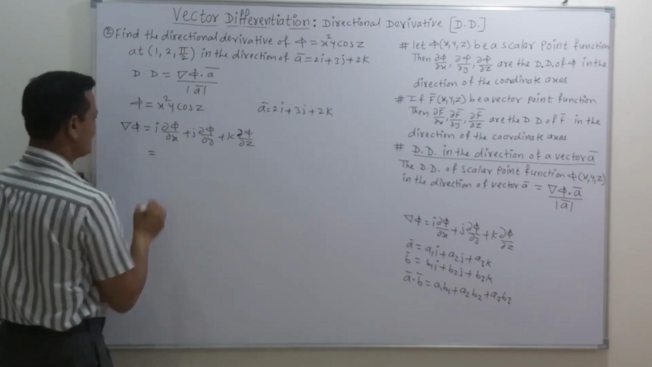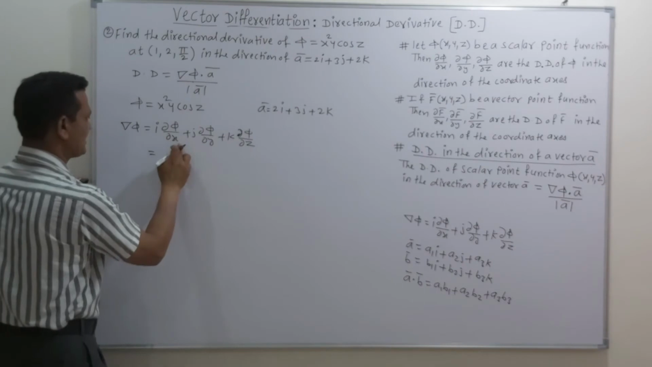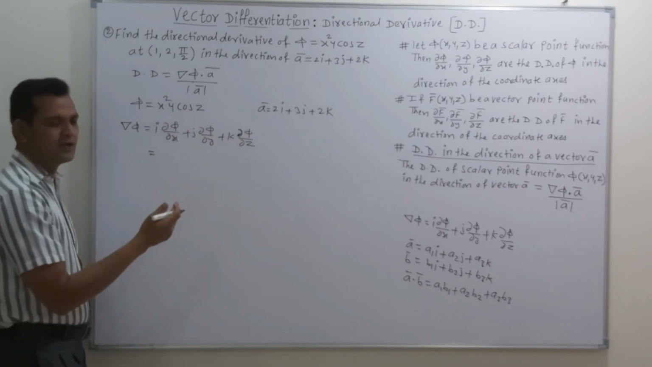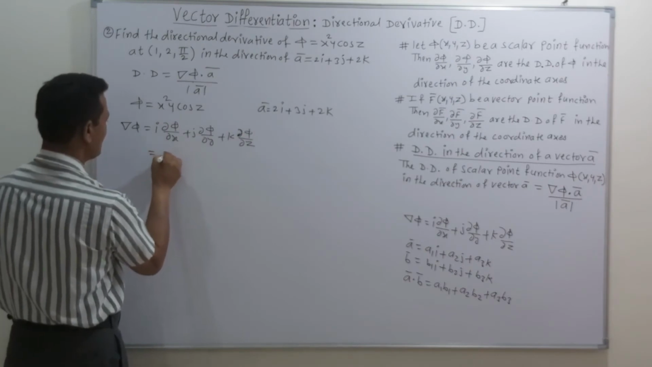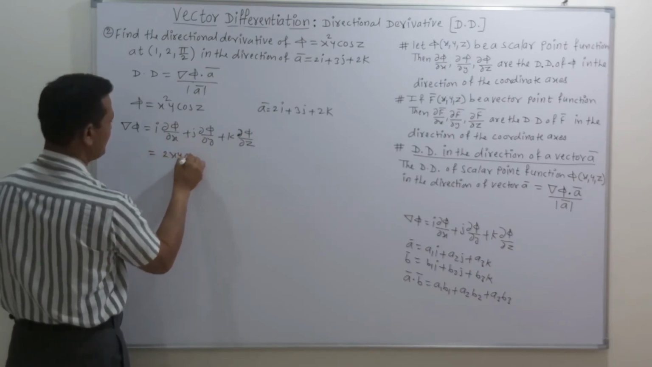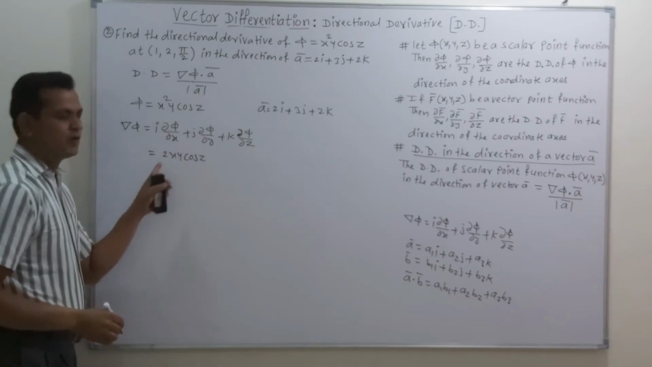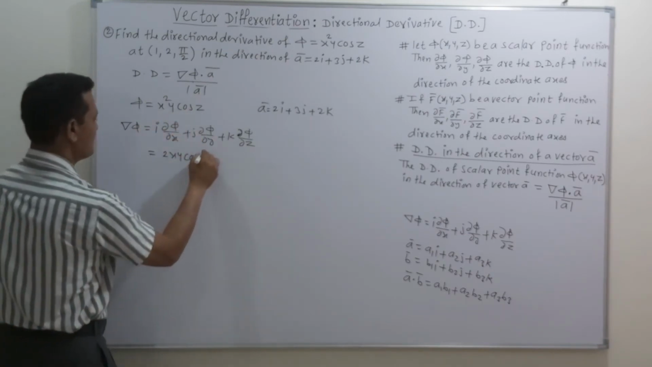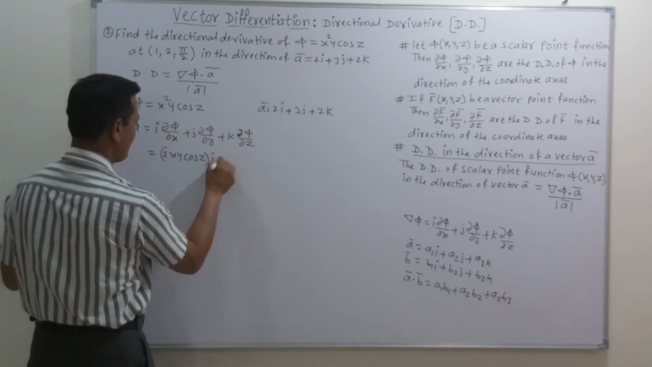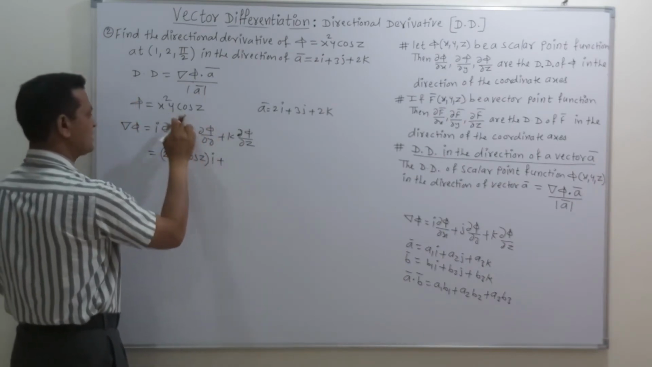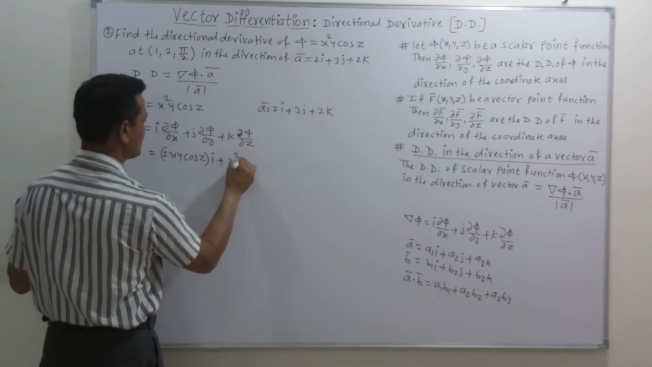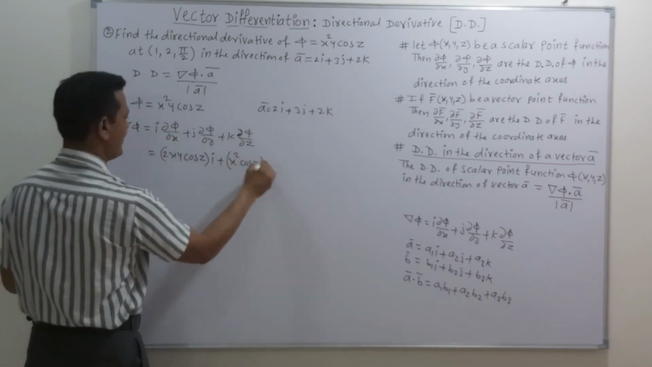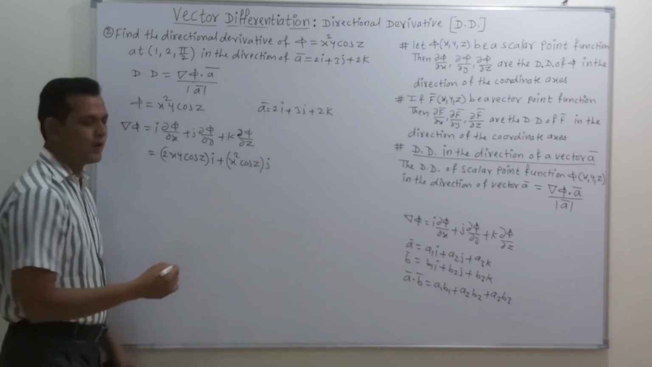Now let's find the partial derivative of phi with respect to x. When we take the partial derivative with respect to x, y and z are constant. So the derivative of x square is 2x, giving 2xy cos z, into i. Plus the partial derivative with respect to y: x square and cos z are constant, and the derivative of y with respect to y is 1.